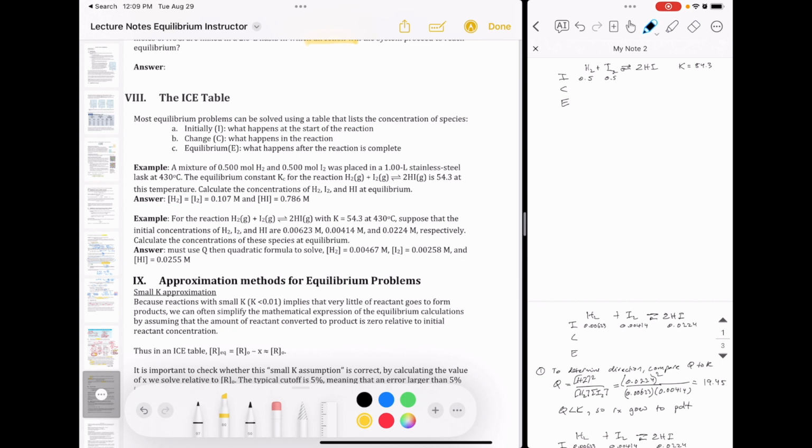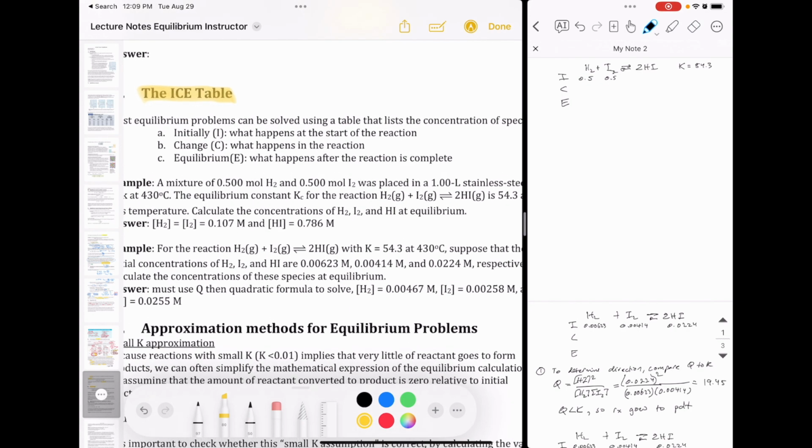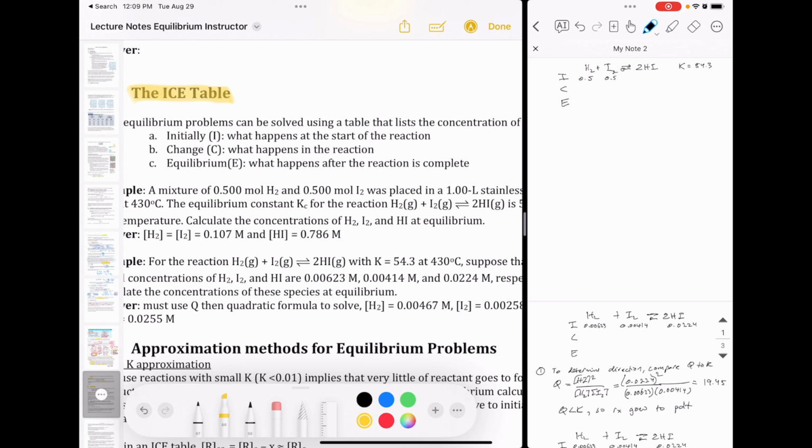Right, so now we're going to talk about this tool that you'll use quite a bit in all the equilibrium problems you'll see, and this is called the ICE table. And it's nothing but a tool. It's just a way to organize information in equilibrium problems, makes it really easy for us to see what's being asked, what's given, and how to do the calculation.